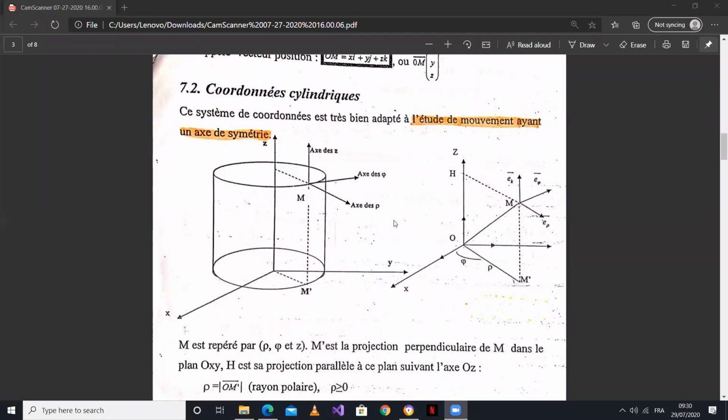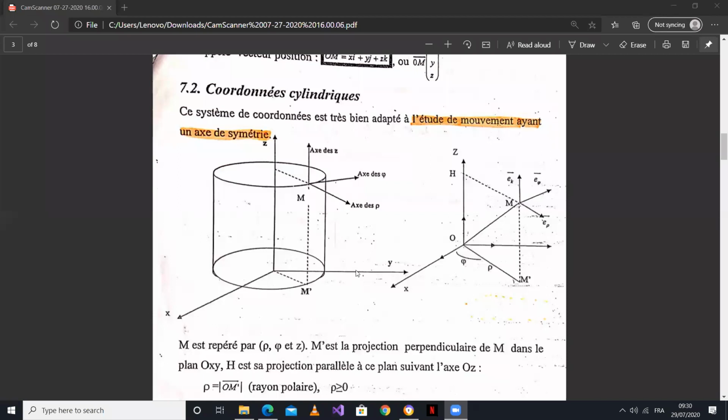So what they're telling us, the first statement, is that ce système de coordonnées est très bien adapté à l'étude de mouvements ayant un axe de symétrie. So when they tell you that the movement that point is making has an axe de symétrie, I'm sure you know what an axe is. Axis. So we have z-axis, x-axis, and y-axis.